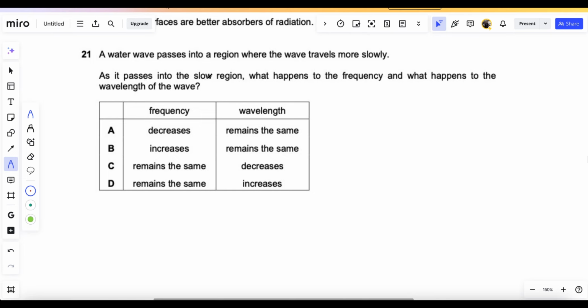Now let's see. As it passes into a slower region, what happens to the frequency and what happens to the wavelength? If it enters a slower region, the wavelength will decrease, obviously. Wavelength will decrease, but the frequency is always the same. So we go with C.